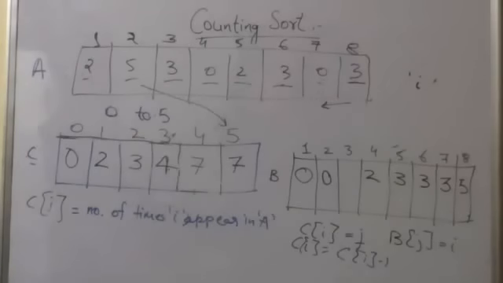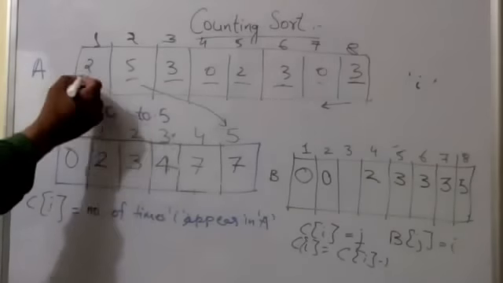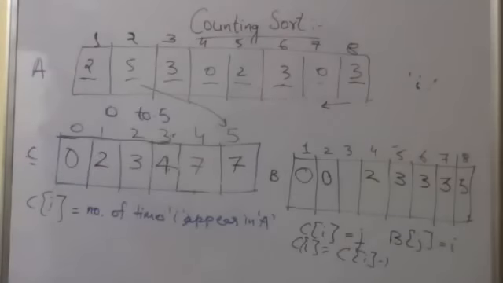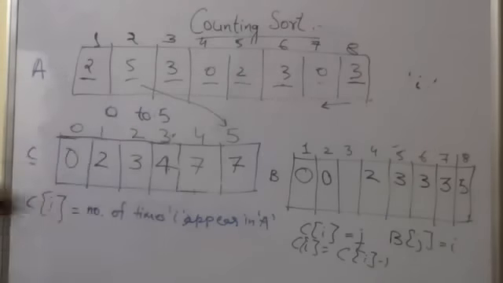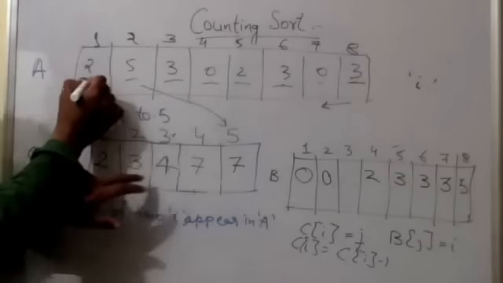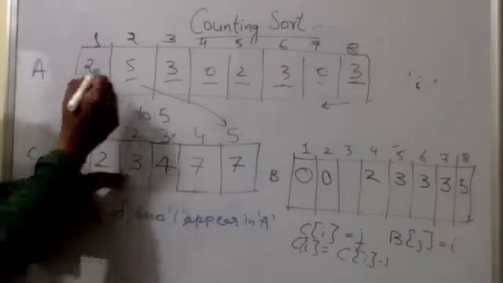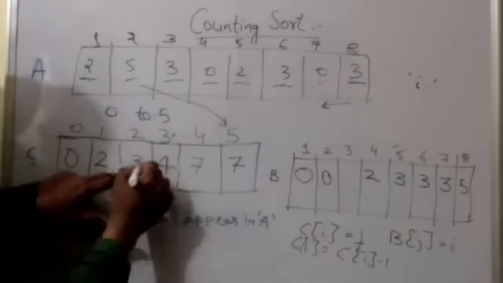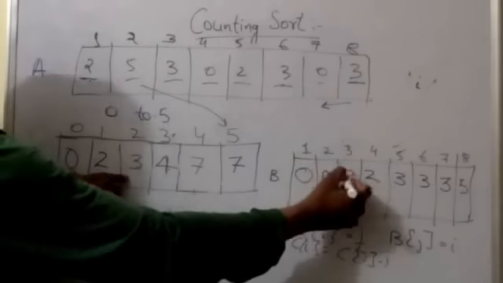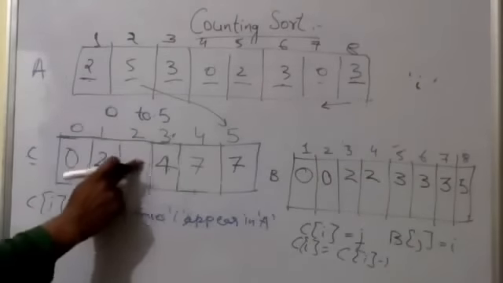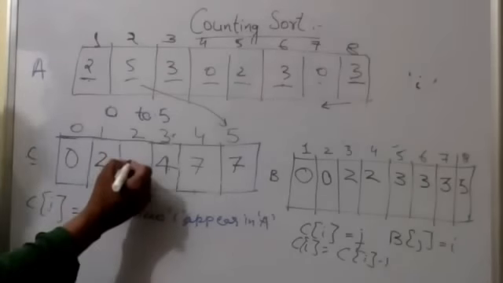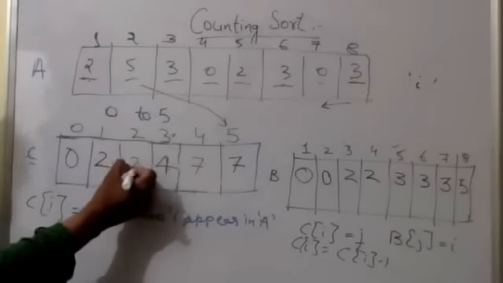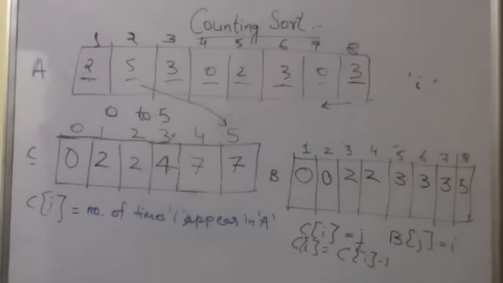Now the next element is 2, right? Now the value stored at index 2 in array C is 3. So we will store this element 2 at index 3 in array B, and then we will decrease the value stored at index 2 in array C by 1. So it will become 2, right?